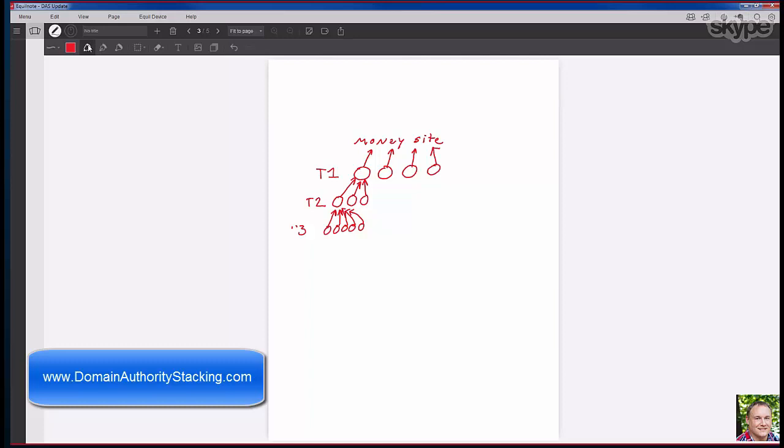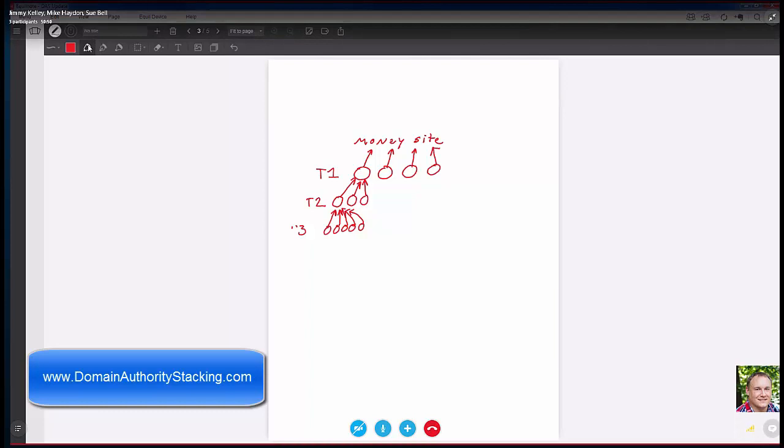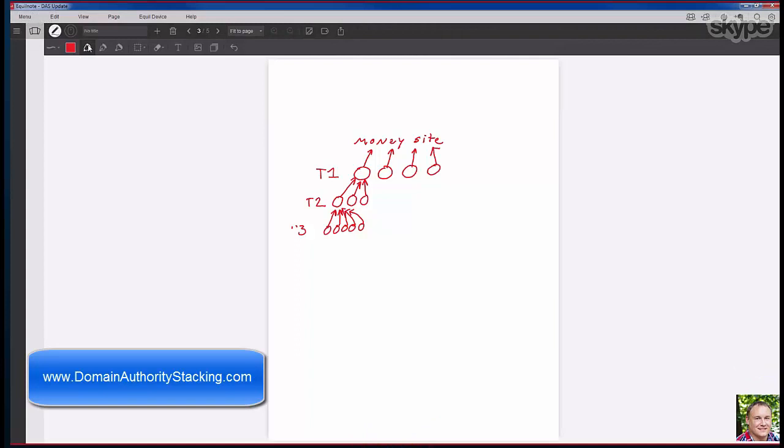Now, the problem with that is the idea of DAS is to try and stick as close to your money site as you can with a seed set or a seed site. A seed site is what we consider to be a site that's very trusted in Google. These typically involve a person manually reviewing the sites. They typically don't make money, although there's a lot of sites that do. Wikipedia is a great example.